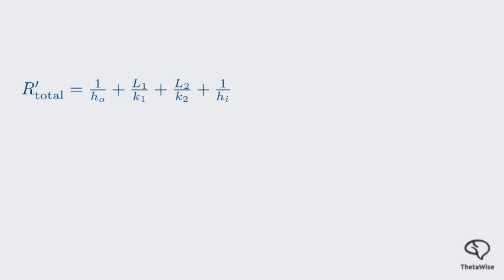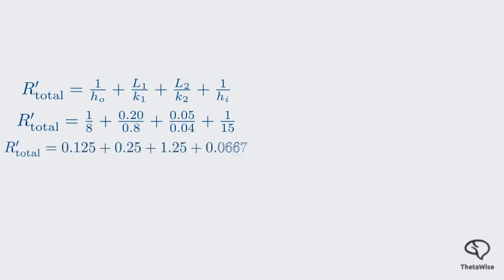Now, let's plug in our values. Remember to convert centimeters to meters. R prime total equals 1 over 8 plus 0.20 over 0.8 plus 0.05 over 0.04 plus 1 over C15. Calculating these values gives us 0.125 for the outside convection, 0.2 for the concrete, 125 for the insulation, and 0.667 for the inside convection. Summing them all up, the total thermal resistance per unit area is 1.6917 meters squared Celsius per watt.